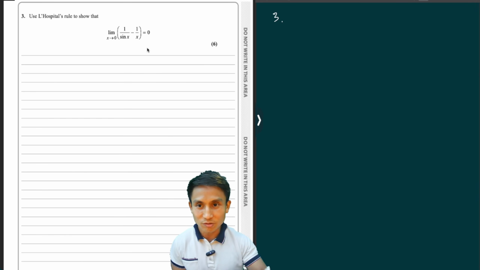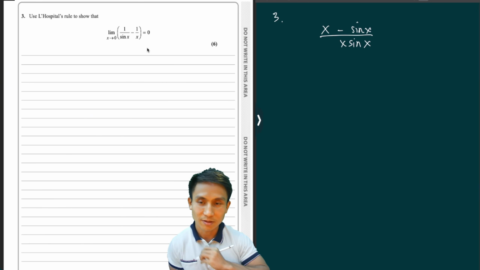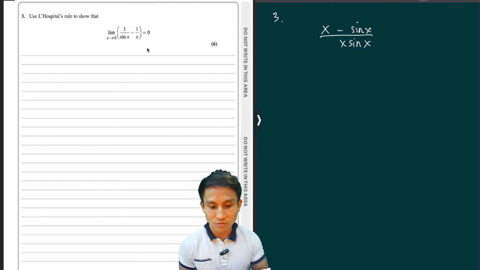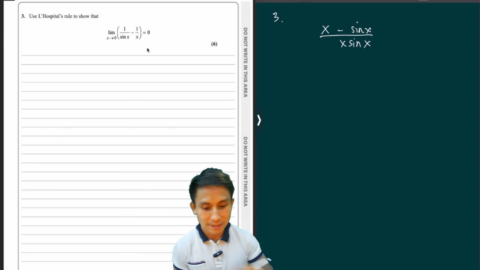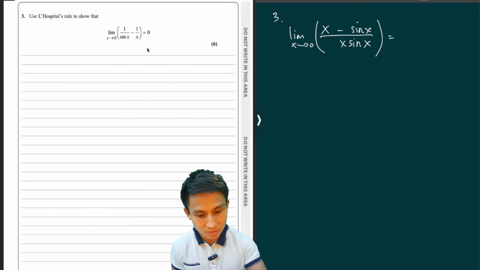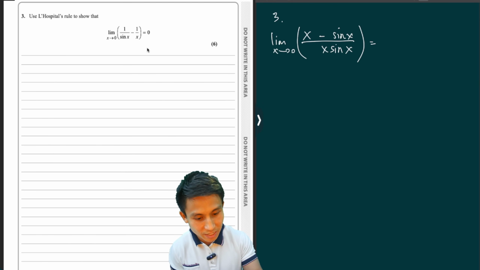So if I cross multiply that, I get x minus sine x, and the bottom will be x sine x, yeah? Okay? Now, of course, if you try to put 0 in both numerator and denominator expressions, they're going to go to 0 now. Okay? So you do limit as x goes to 0 of that, because the rule applies now. So we differentiate, right?